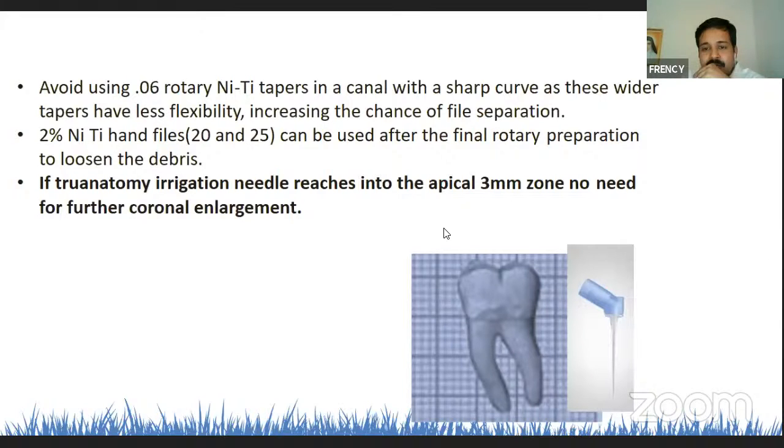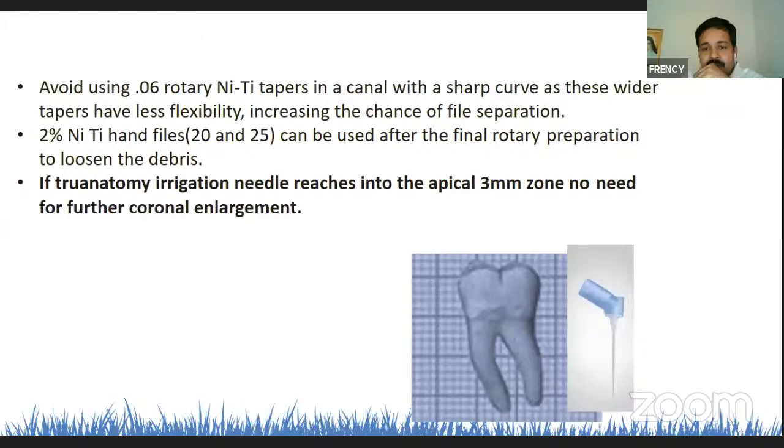Nowadays good irrigation needles like TrueAnatomy are available, which will very easily go into the apical third, even with 4% preparation. So if your TrueAnatomy needle goes into the apical 3 millimeters, there is no need for further coronal enlargement. As you can see, this is anatomical complexity. Irrigation is very important.